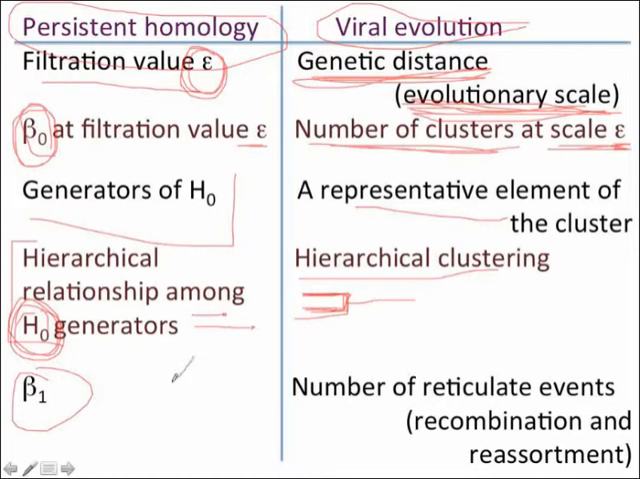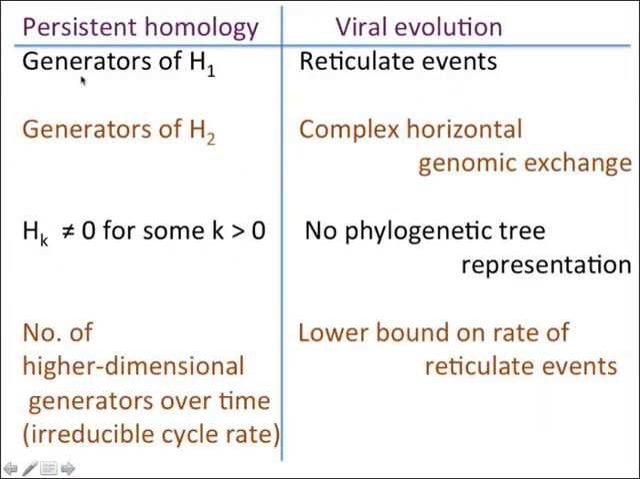Our beta 1 gives us the number of our reticulation events. So you have a reticulation event right here, and that creates an H1. So that would be our beta 1. And we can again think about the generators. The generators would then correspond to reticulation events. Our generators of H2, we took a look at a couple of examples of that, and that shows us examples of complex horizontal genomic exchange, either via reassortment or homologous recombination.